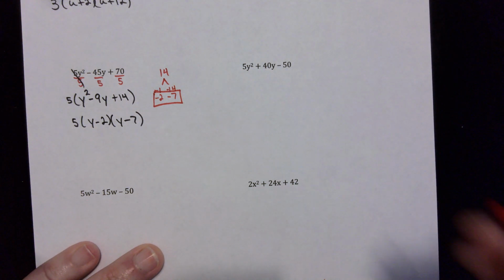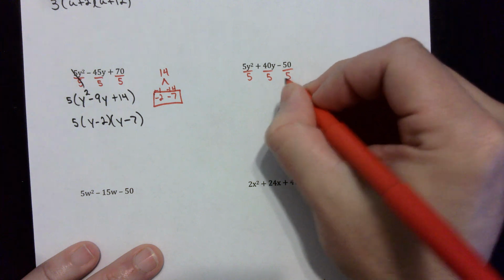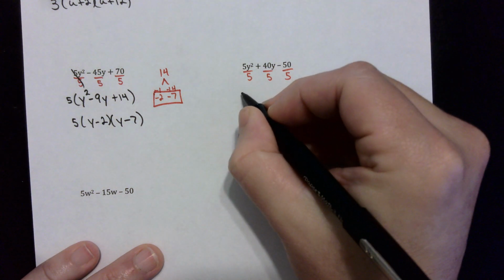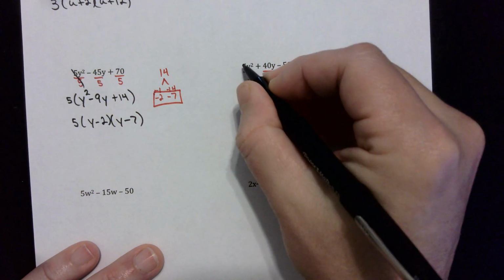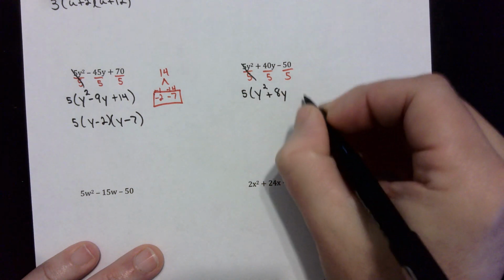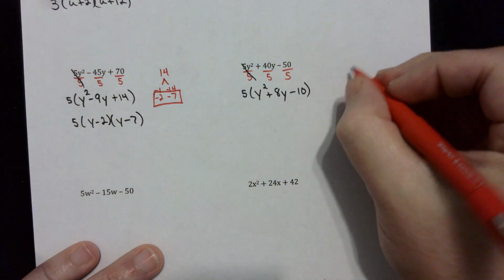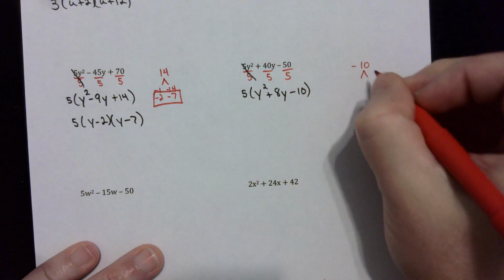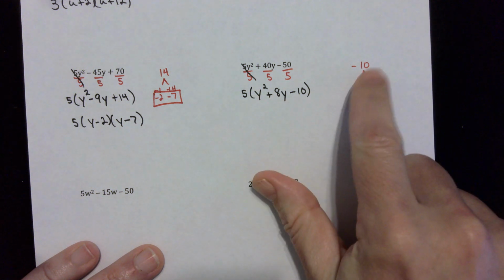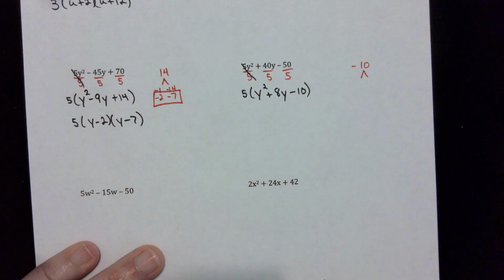Okay, let's take a look at the next one. We're going to divide out a 5. That's the leading coefficient. We'll factor that out and put it out front. So this gives us y squared plus 8y minus 10. So we're looking for two factors that multiply to get negative 10 and add to get 8. Multiplying to get negative 10 means they have to be opposite signs. The factors need to add to get 8.